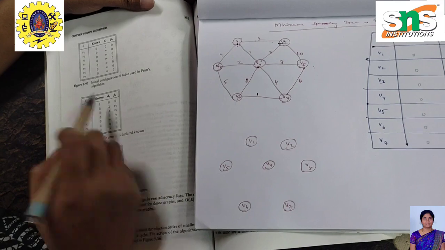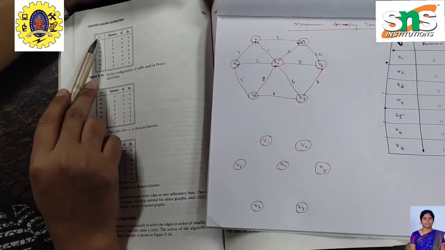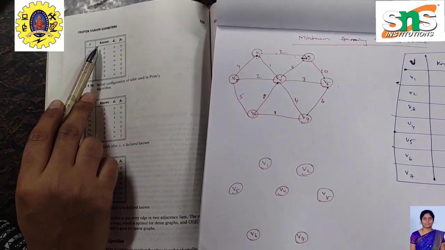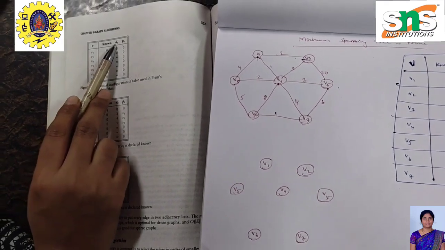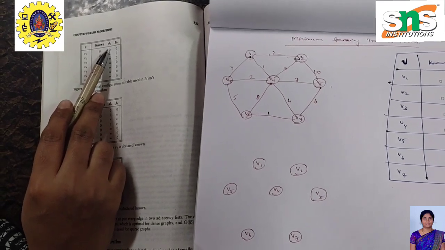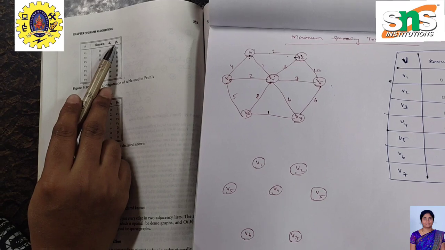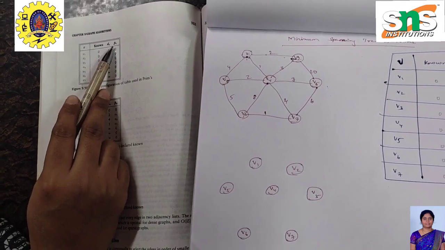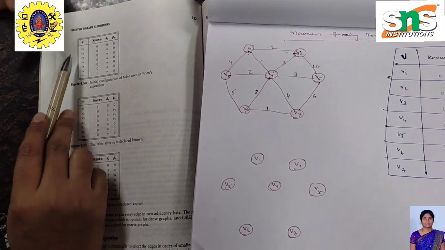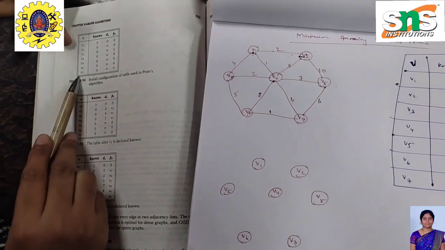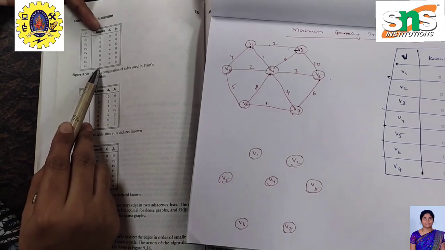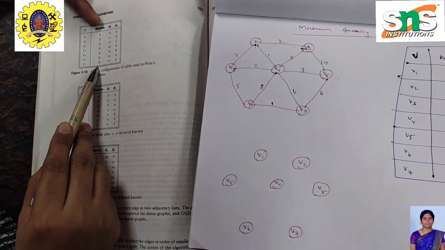And the initial table configuration is this one. V is the vertex node, and if the vertex is visited, it will be marked as known. dv is the distance to reach the particular vertex, and pv is the previous vertex, from which node it is coming. So that has to be mentioned in this particular pv. We have to write all the vertices, and initially we didn't visit any vertex, so it is mentioned as 0.